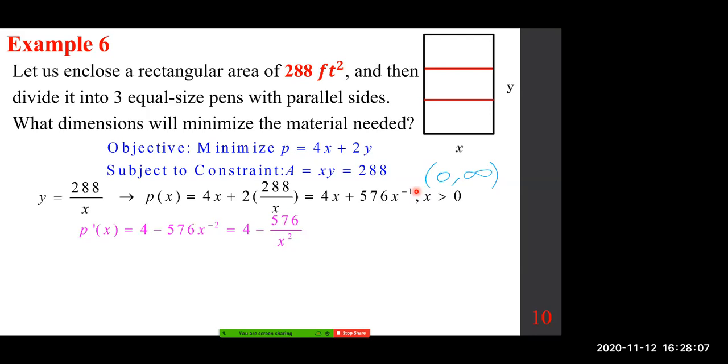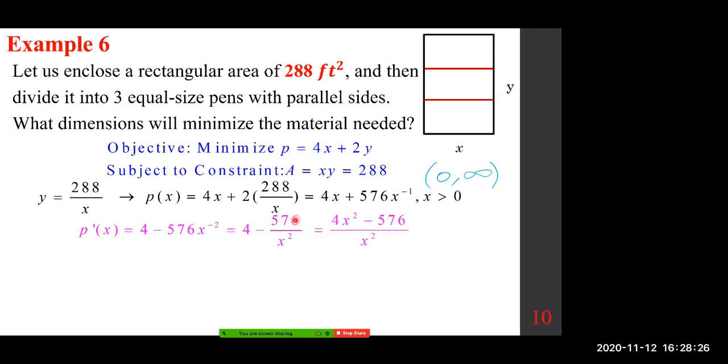Now this is 500 minus 576 divided by x squared, which is the same thing. Why are we writing it like this? So we can get to the critical points by taking a common denominator. This becomes 4x squared minus 576.